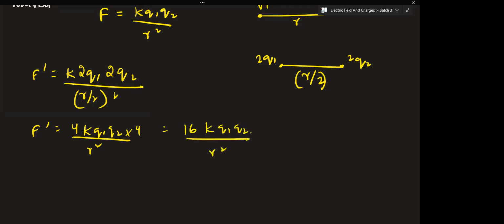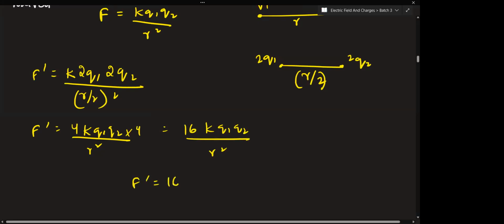Now what is k q1 q2 divided by r square? That is the force only. So F prime is 16 times the force. This is how you will solve. Whatever conditions are given to you, just go according to it. Fine. Ma'am, we don't have to use the value of k.